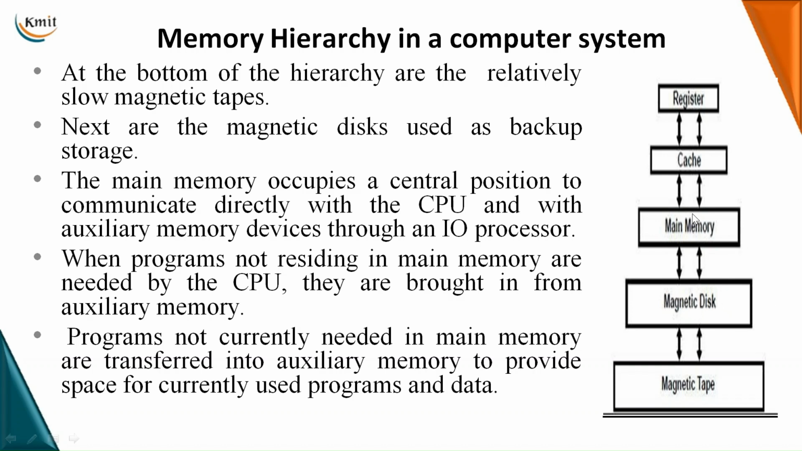Next comes the main memory, which occupies a central position in order to communicate directly with your CPU. As well as, it can also communicate directly with your auxiliary memory with the help of an IO processor. When a program not residing in the main memory is needed by the CPU, it is brought in from the auxiliary memory or your hard disk into the main memory. Similarly, the programs which are not currently needed in the main memory are transferred into the auxiliary memory such as your hard disk, in order to provide space for the programs and data that are needed by the CPU.